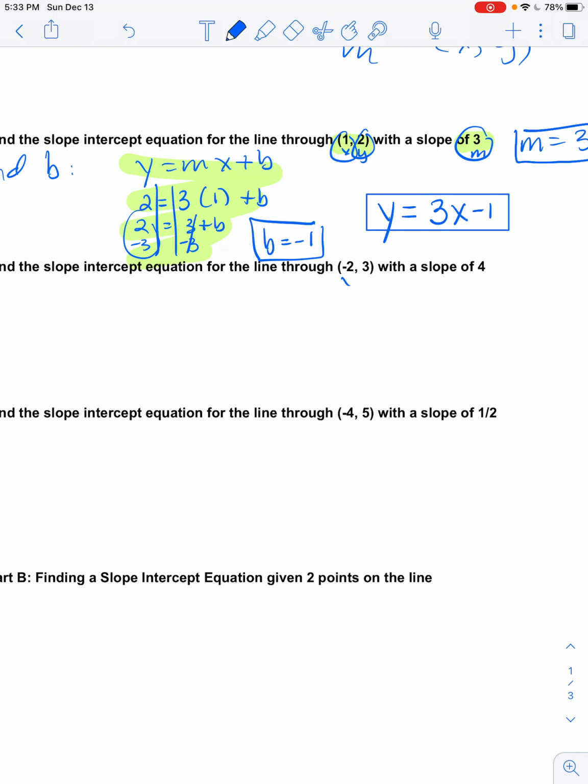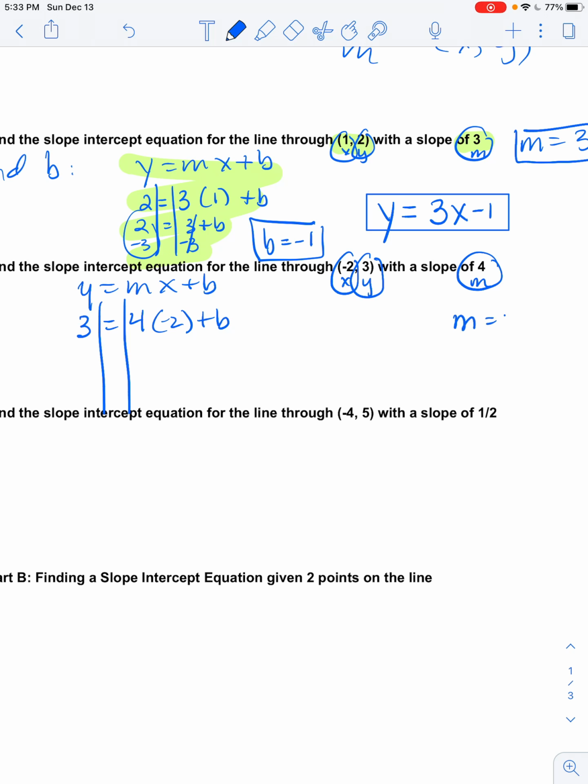So I'm going through this point. Here's an x and a y with a slope of 4. There's my m. So y equals mx plus b. For the y, I put in my 3. For the m, I'm putting in a 4 this time. And for the x, I'm putting in a negative 2. Now I go through the same exact process. I already know one of my two puzzle pieces. M is 4. I simply need to find out what b is, and then I'll be ready to write my equation.